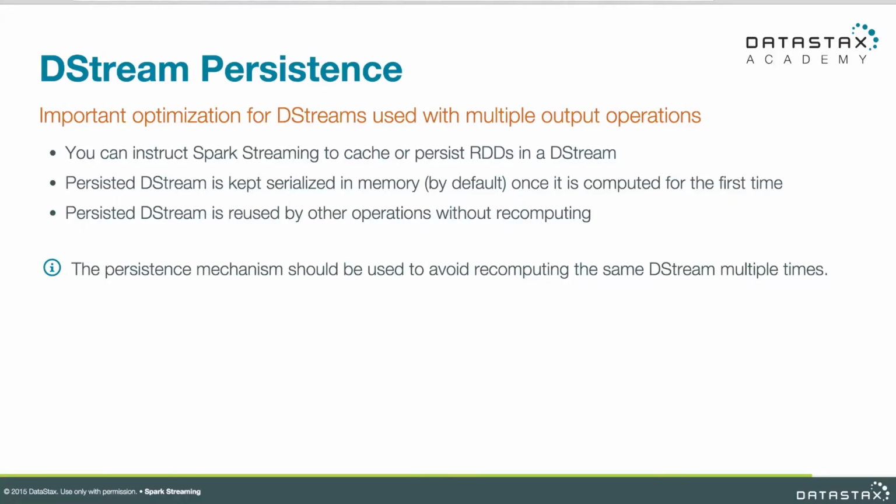DStream persistence is a way of giving Spark hints that it should persist particular DStreams either to memory or to disk. This way, a persisted DStream can be reused by multiple output operations without having to recompute it. So if you're going to call an output operation on the same DStream more than once, persistence is definitely something that should be on your mind.